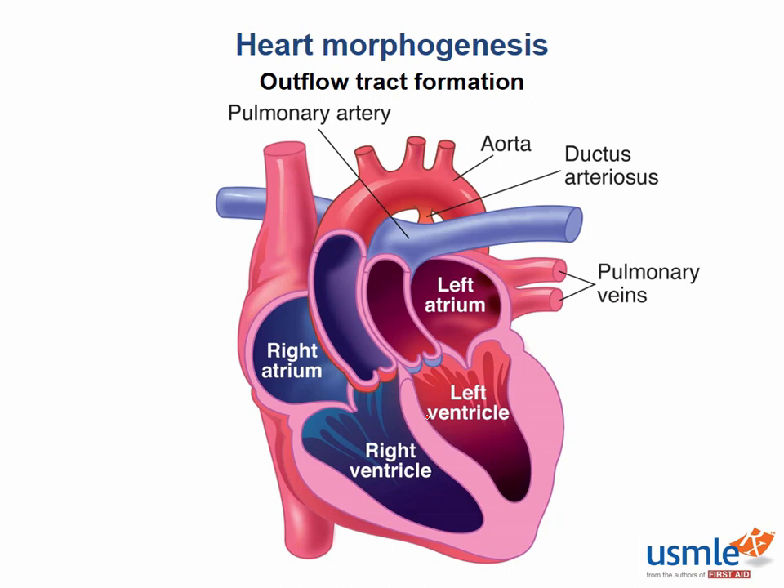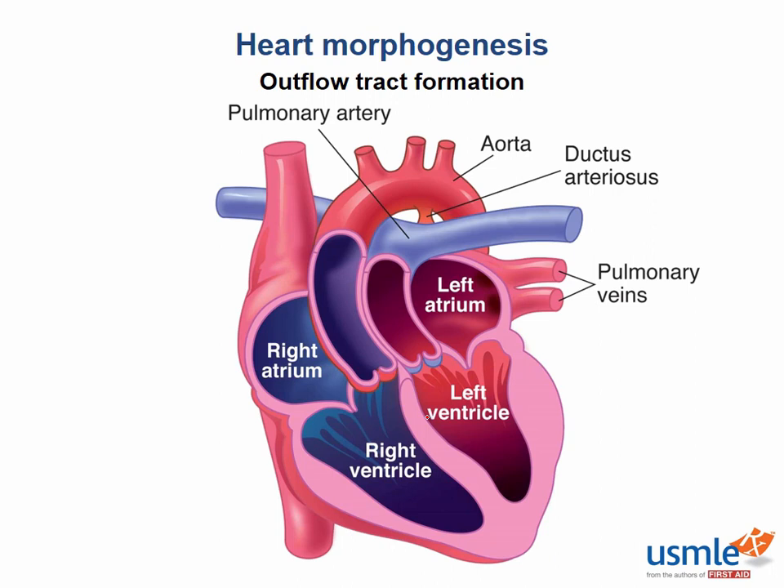So how does an infant survive when the pulmonary and systemic circulations are completely separate? Well, they need to have multiple abnormal communications. These include VSDs, ASDs, and PFOs. And this is so oxygenated and deoxygenated blood can mix.